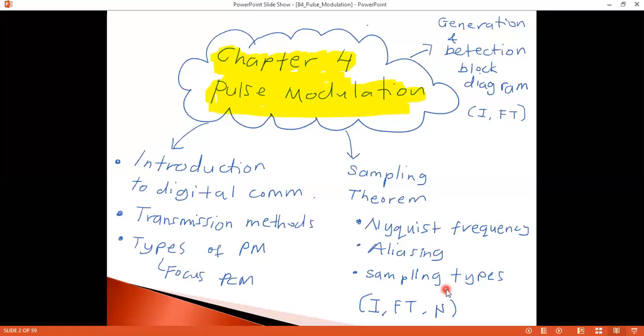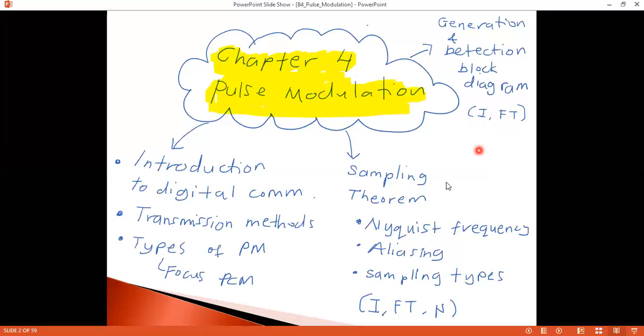we looked at the different sampling types based on the pulses that we use as our sampling signal, which are impulse, flat top, and natural sampling. And finally, we looked at the generation and detection block diagrams for our sampled signals. Here we used examples using impulse and also the flat top sampling.